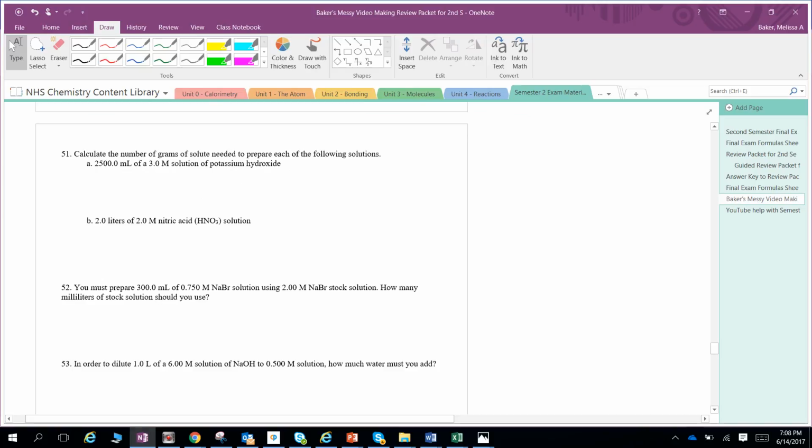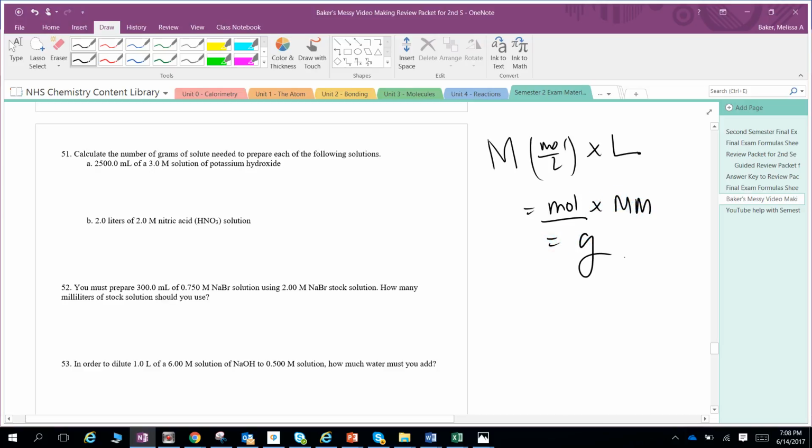For number 51, it asks, how would you figure out the right number of grams of solute to prepare these solutions? Well, if I take the molarity of something, which is moles per liter, and I multiply it by how many liters I need, I'm going to figure out how many moles I need, and moles times the molar mass is equal to grams. So I've got several steps here.